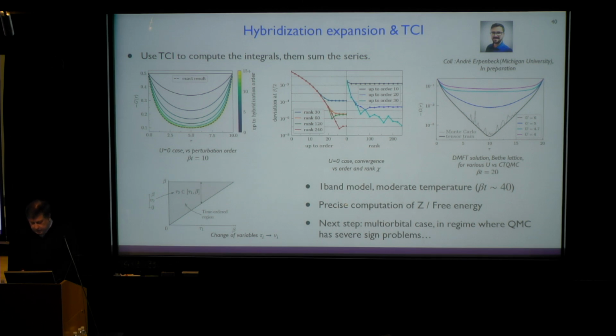Now, this is just the first step. In these regimes, Monte Carlo is still very efficient. It has no sign problem. So we want, of course, to push it now into regimes where Monte Carlo dies, meaning multi-orbital cases and much lower temperature. We'll see how it goes. However, it already has an advantage compared to Monte Carlo, because here we compute the partition function directly, meaning the free energy, which is a difficult calculation.